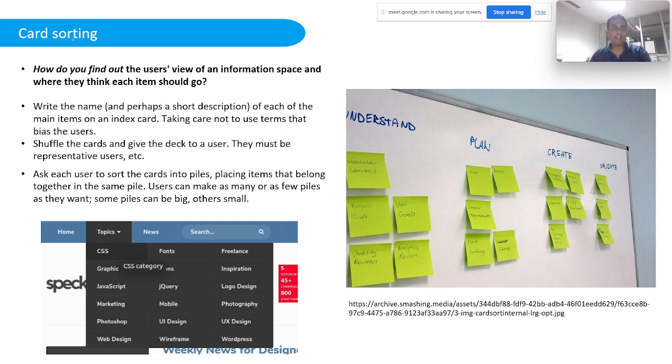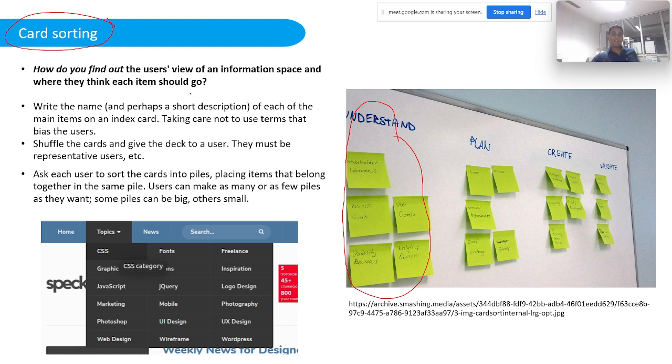Okay, now another technique is card sorting. Card sorting is a technique which is often used by designers. This is again similar to coding. Here we again affinitize key concepts into useful categories. This is done for websites.